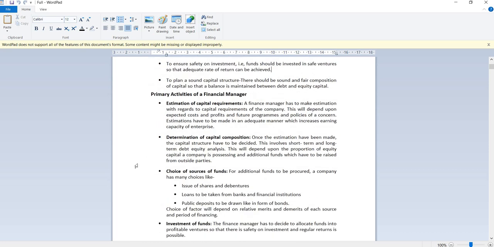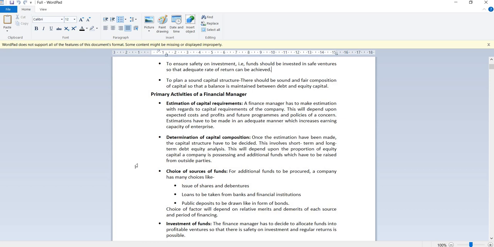Primary activities of a financial manager. Number 1, estimate of capital requirement. So, magkano ba ang kailangan para mag-put up ng isang business? For example, that business is a karinderya. Do you need 100 million? So the answer is no. So that is also a job of the financial management to estimate how much yung kailangan mo.